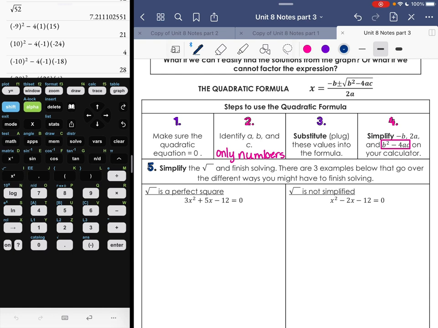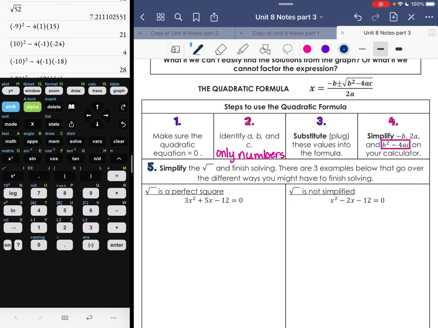So after you simplify the square root, you're going to know what kind of situation you have. And the 3 situations are here on this first page. And so after you know whether you need to simplify the square root or if it's a perfect square and you can actually solve it, we'll decide on how you finish the problem. So we're going to do one of each of these right now.